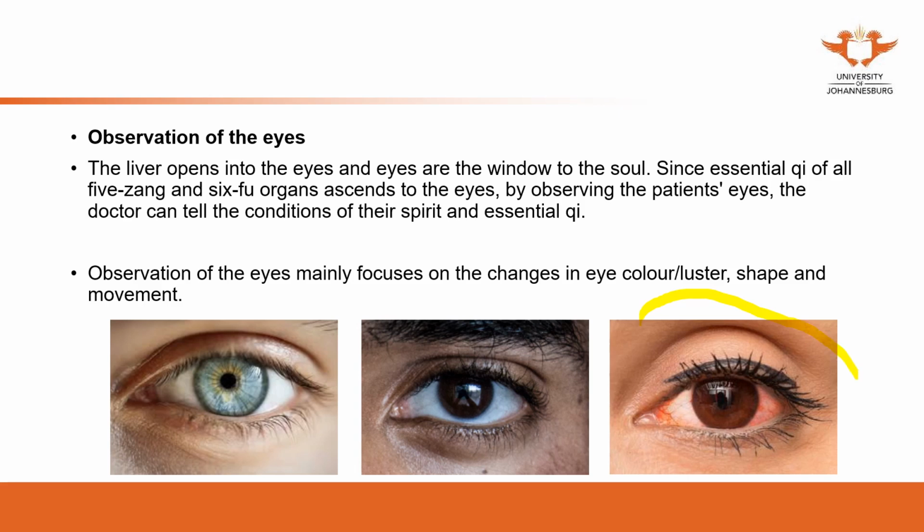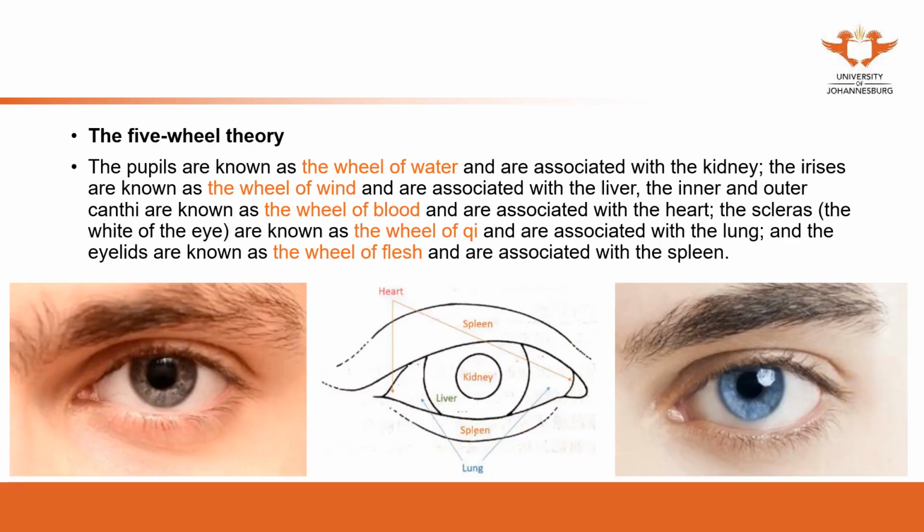But this one is abnormal. We're going to show you why it's abnormal, especially from the sides. You can see the red veins there. We're going to discuss the clinical indication of these kinds of signs. The five wheels theory is based on different areas of the eyes.